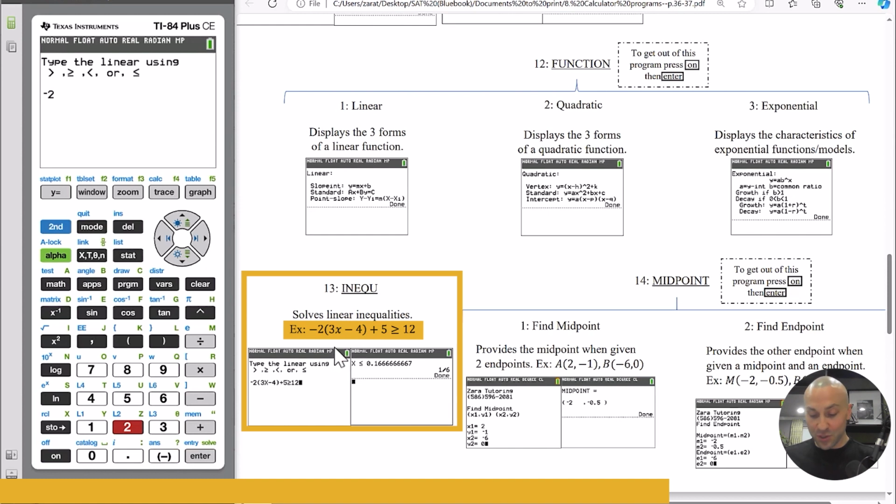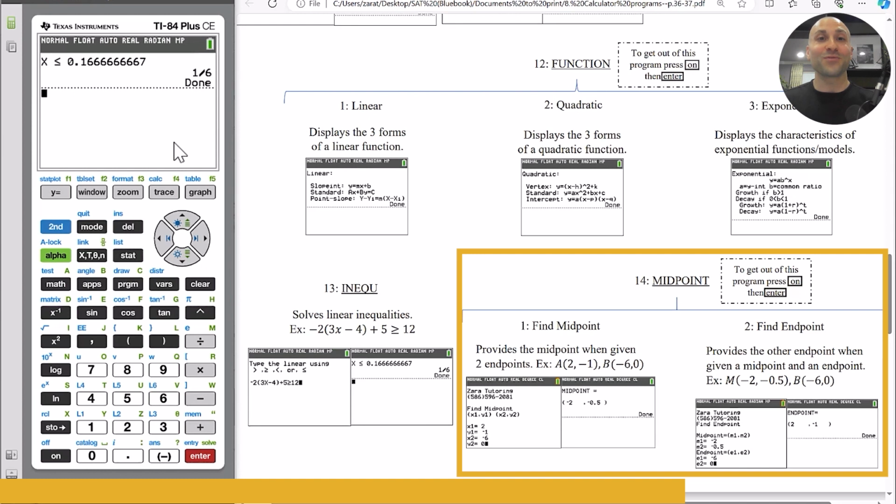So we have -2, and we'll just type everything as is. Now you might be wondering, well, how do you type in the inequality symbol? Good question. You're going to press second and then math, and it gives you all these different operations. Since we're choosing greater than or equal to, we'll choose option 4, and then we'll press 12, and then when we press enter, it solves it for you. So x is less than or equal to, they give you the decimal value, but also the fraction equivalent. So x is less than or equal to 1/6.